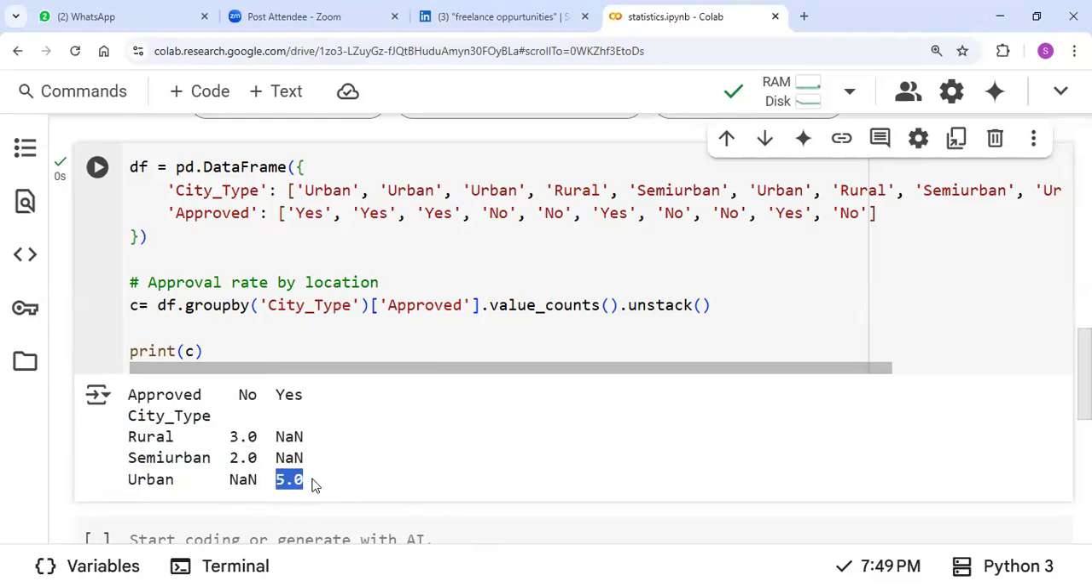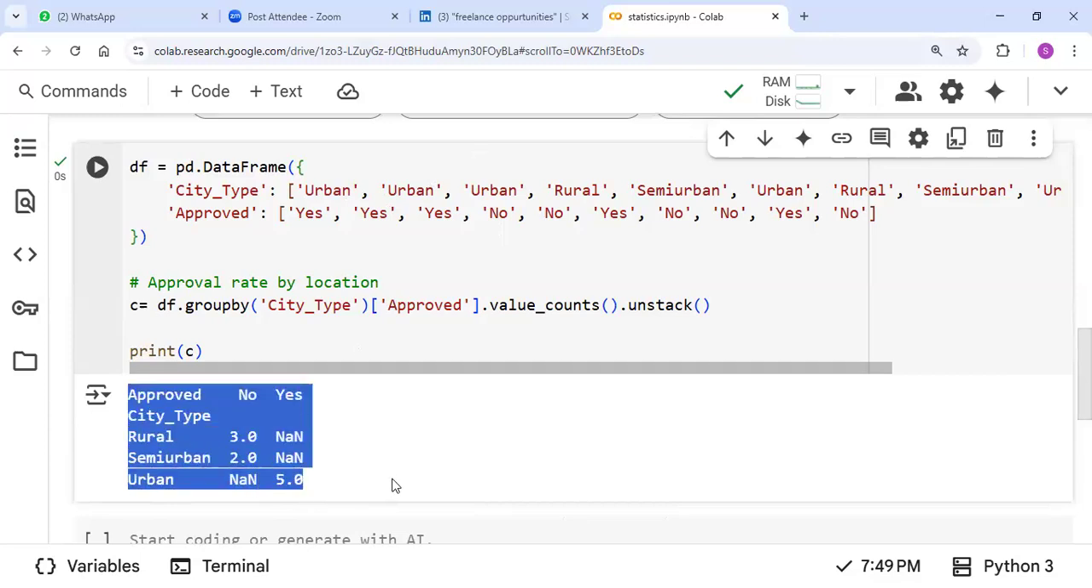Do you understand? You have only two categories of data, yes or no, for approval. You have the city type, like rural, semi-urban, and urban. No means they are not approved, yes means they are approved. For rural, it shows how many approvals and how many non-approvals, and there is NaN, which means there is no approval at all. NaN means not a number. For urban people, all of them have been approved. So this type of data is biased data.